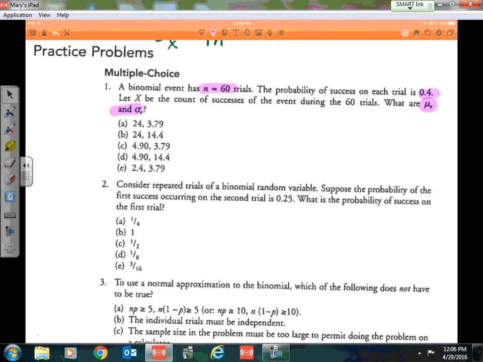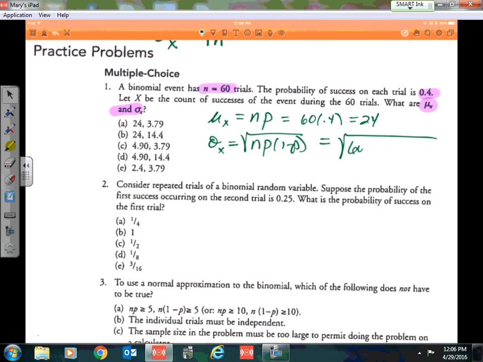So how do we compute that? We use a formula. Perfect. Very good. So the formula is n times p for the mean, and for the standard deviation, it's the square root of n times p times 1 minus p. This is on the right-hand side of the front of the formula chart. All right. So, of course, when we put those numbers in, it would be 60 times 0.4, which is 24, and then over here, it's the square root of 60 times 0.4 times 0.6, and that ends up giving you 3.79.